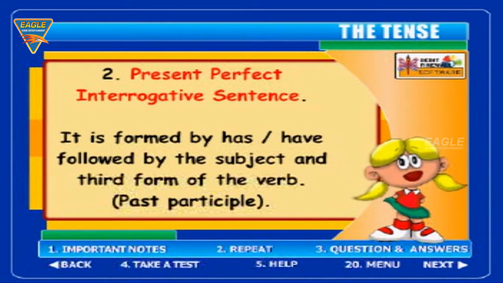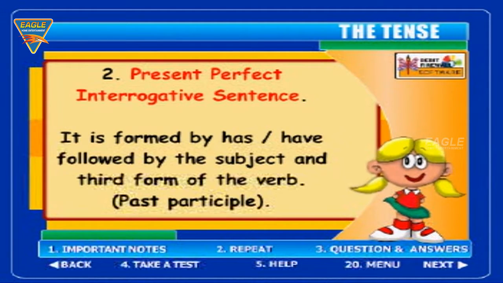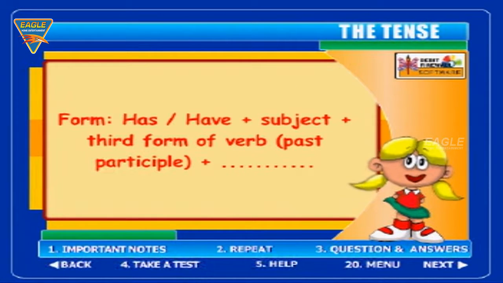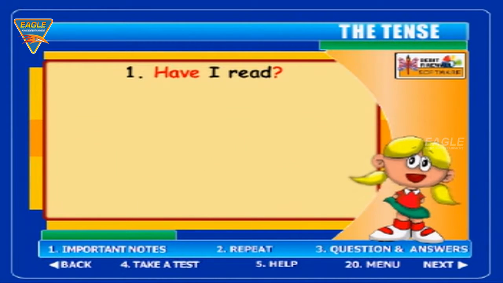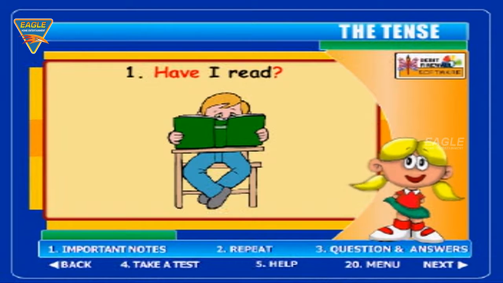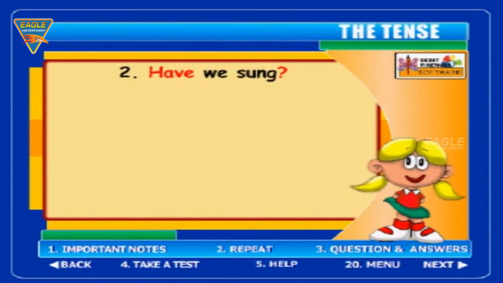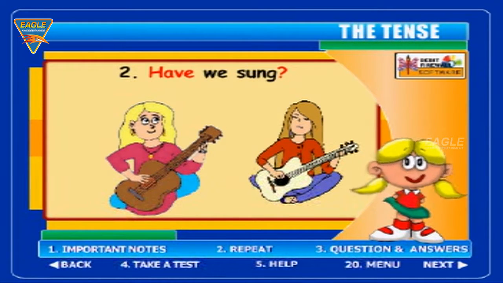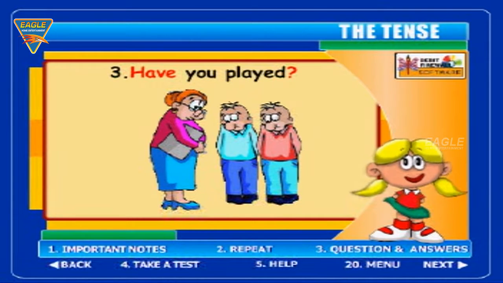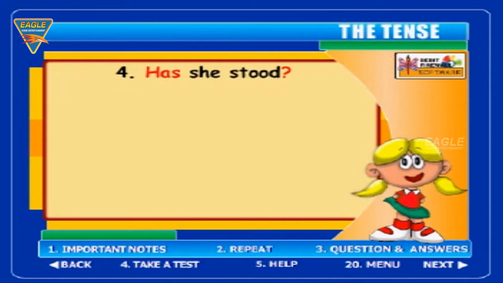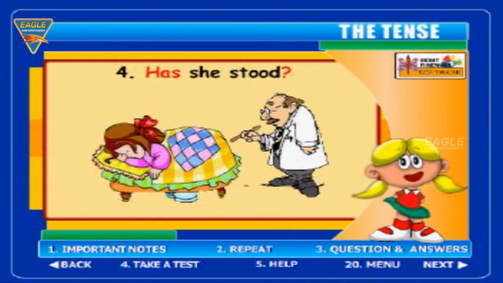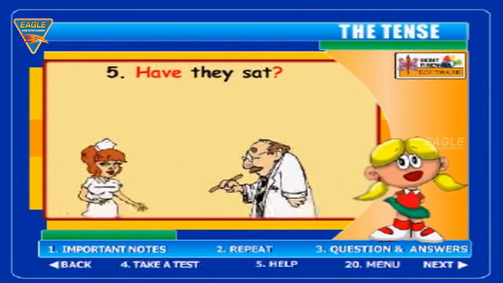Present perfect interrogative sentence. It is formed by has or have, followed by the subject and the third form of the verb, the past participle. Form: has or have plus subject plus third form of verb, past participle. Examples: Have I read? Have we sung? Have you played? Has she stood? Have they sat?